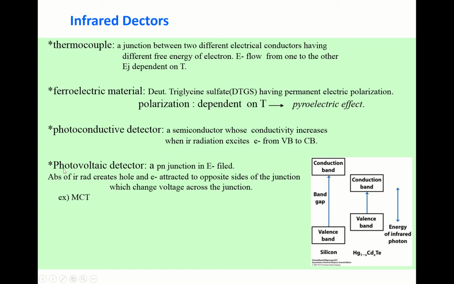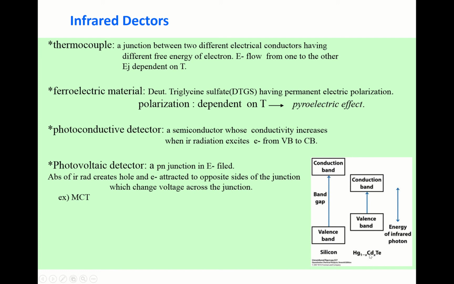Another one, which I think is the most sensitive detector, is the photovoltaic detector. Also, this detector is made of semiconductor. As you know, the semiconductor has a p-n junction. Upon irradiation, electrons are excited from the valence band to the conduction band. One good example is CMT, mercury cadmium telluride. This is an alloy.